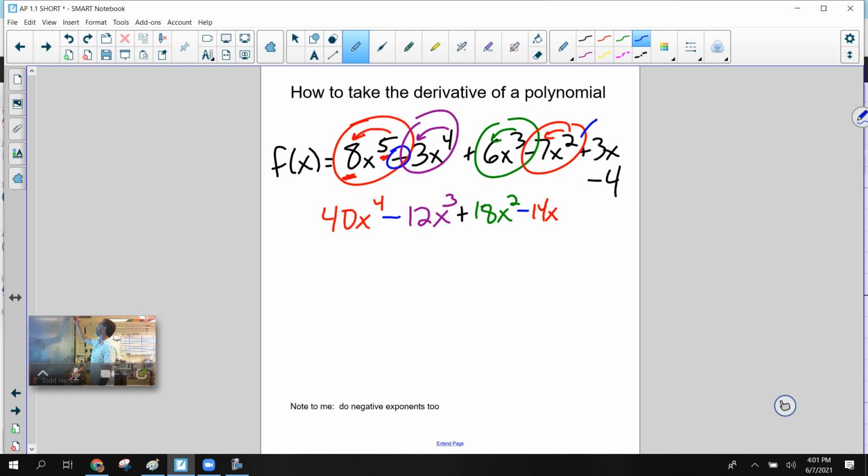Ooh, what about this? 3x. Well, if it was just f of x equals 3x, what would your slope be? Your slope would just be 3, right? How does that work? Well, this is really 3x to the 1st power. So 1 times 3, oops, I forgot my plus sign. 1 times 3 is 3, and then x to the 1, but I have to decrease the power by 1. That gives me 0. X to the 0. What is x to the 0? That's 1. So 3 times x to the 0 is the same as 3 times 1, which is 3.